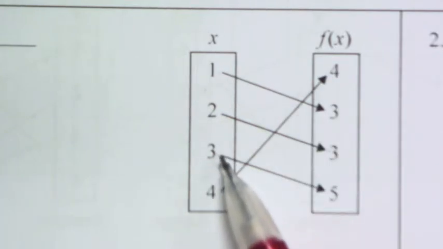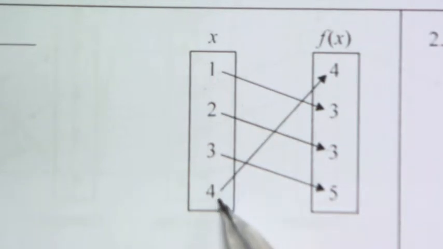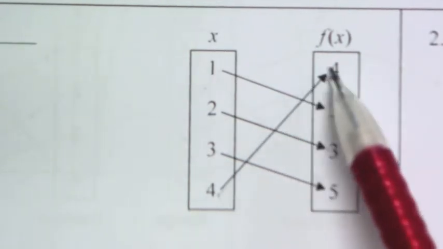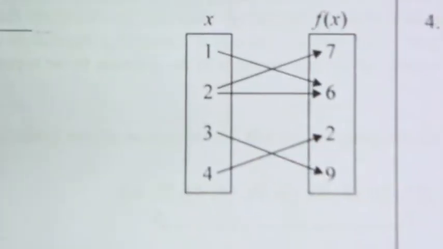Because there's only one arrow that comes out of each member of the domain, this is a function. If I put in a 4, I get a 4. If I put in a 3, I get a 5. So this is a function. All right, let's look at this one right here.